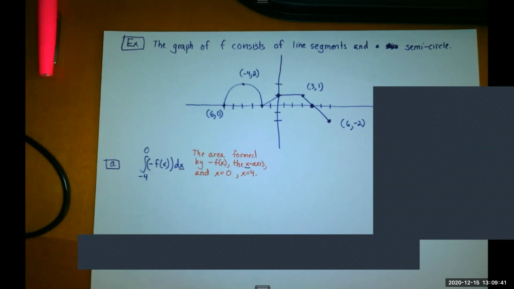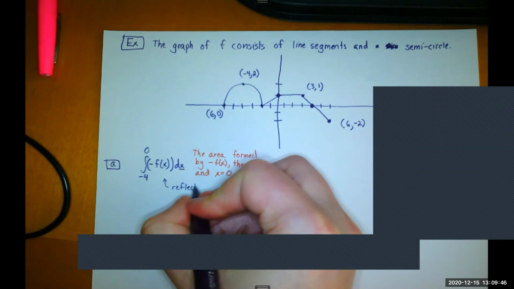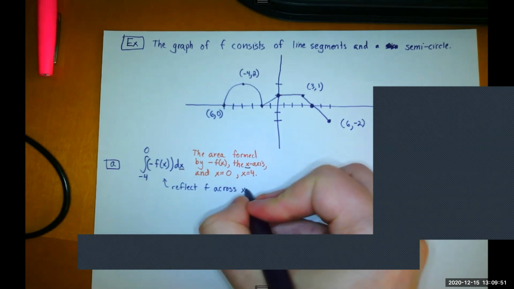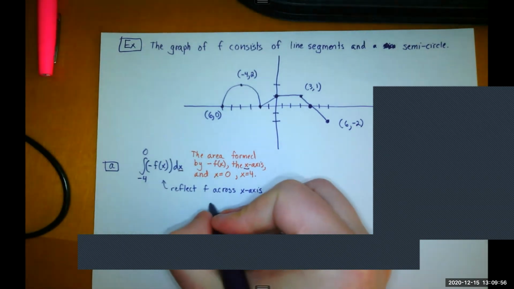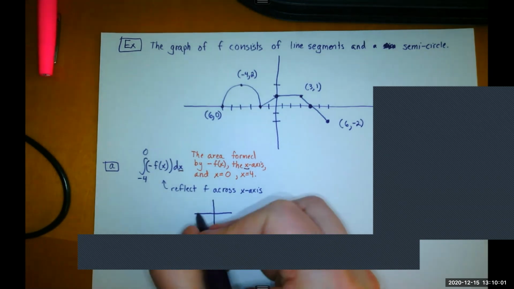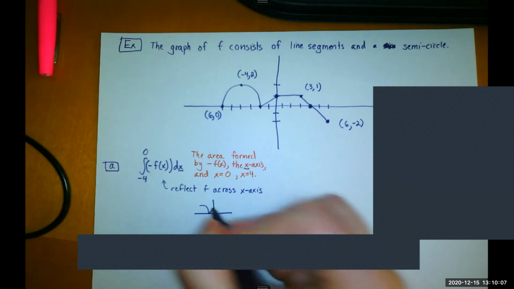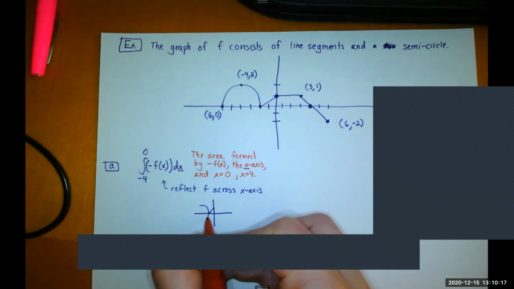So the math I'm referring to here is we are reflecting f across the x-axis. This is a transformation. So if we look at the graph of f from -4 to 0, it looks something like this, right? That's about what it looks like from -4 to 0. We're going to reflect that across the x-axis. So the area we're actually going to find here is this one.